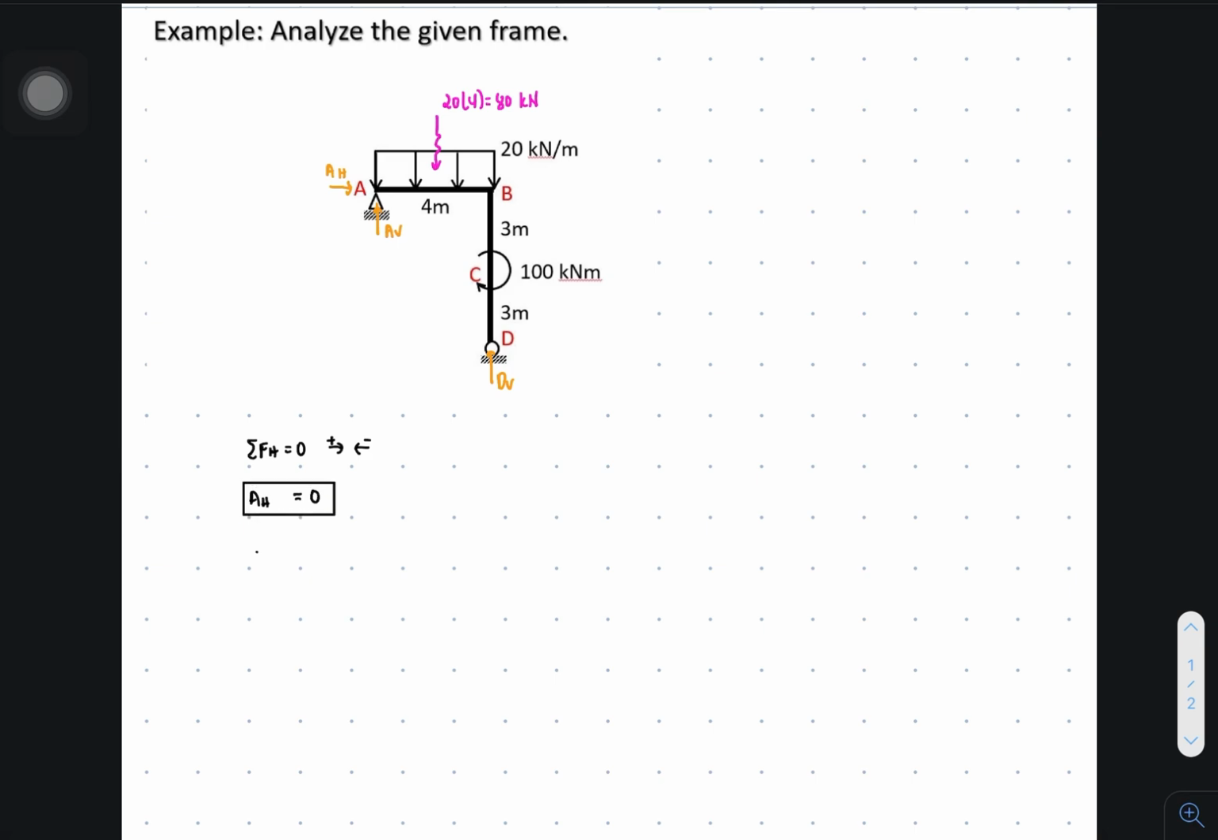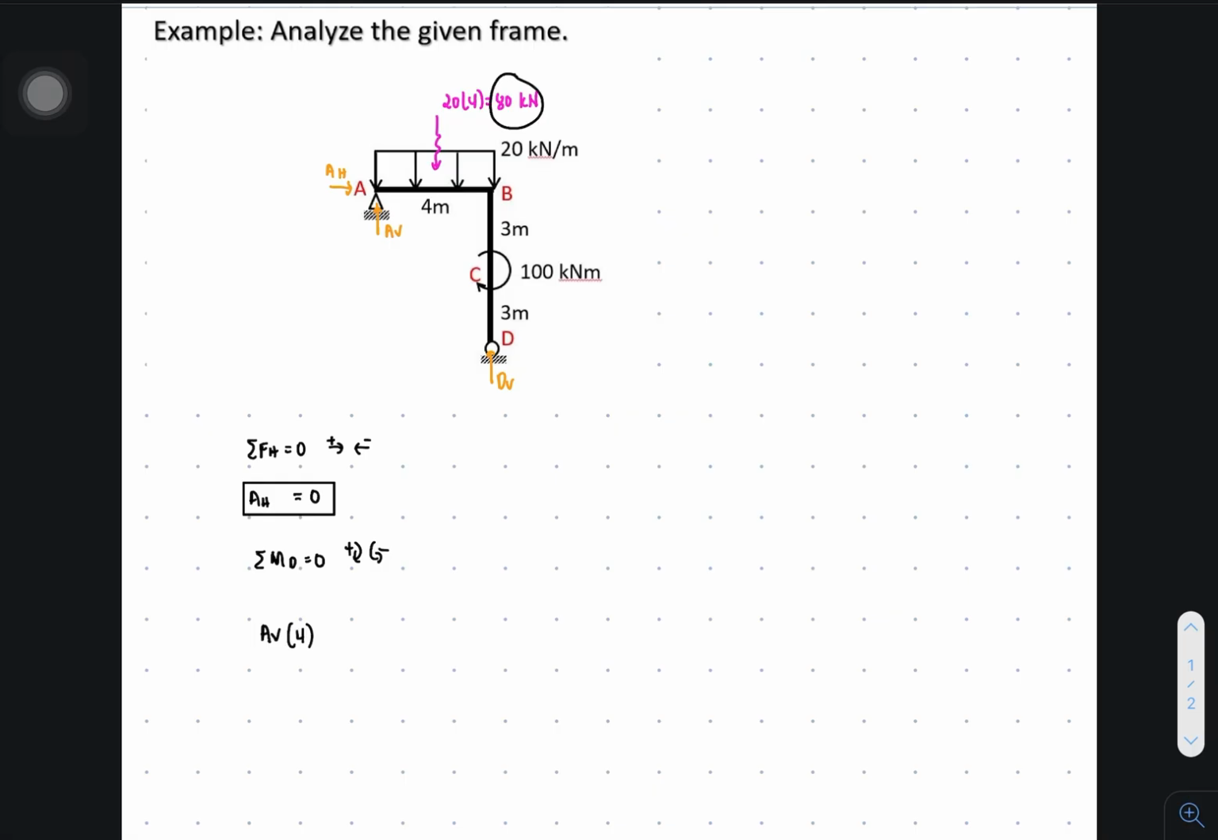Proceed with the summation of moment about point D equal to 0. So we're gonna have AV as the value after getting the summation of moment at D. So you have A vertical about point D. It's going to rotate clockwise with that direction upward, so it's clockwise. So since it's clockwise, then we're gonna consider this as positive, and the moment arm is 4.